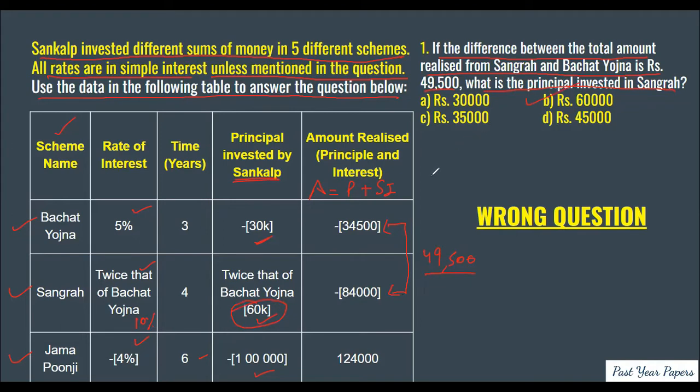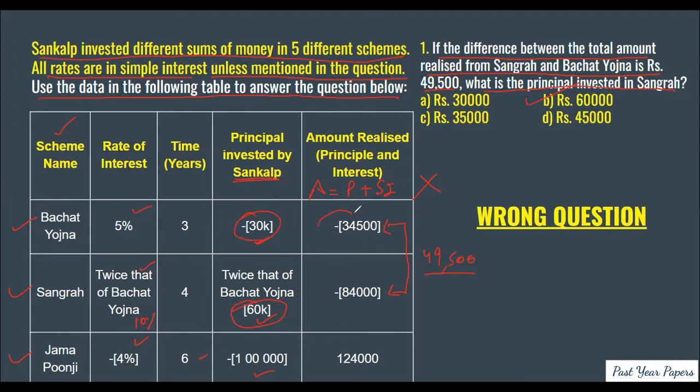Now, please think carefully. Do you think that CLAT will give you something like this? Everything is given in the table and they are simply asking what the principal invested in Sangra is. Definitely not. So this table is wrong. This set is wrong. I don't know from where you downloaded the PDF of sample paper 1 of CLAT 2023, but in the PDF that I got, the table was wrong. In fact, there were many questions ahead in which the values were given. Those questions are wrong.